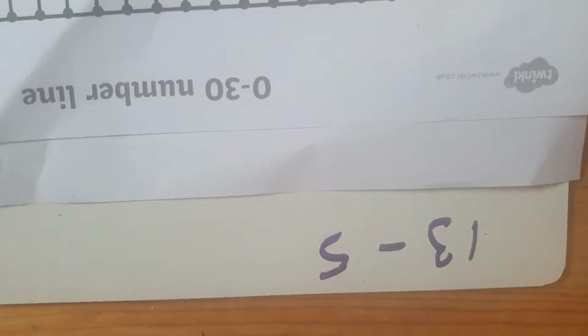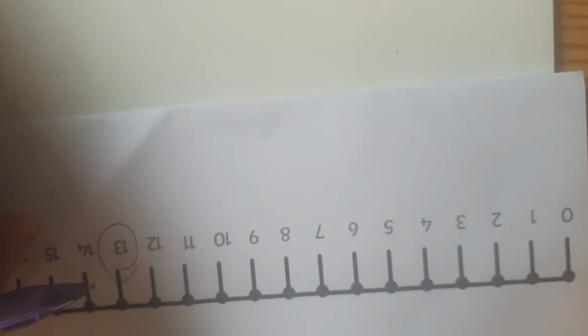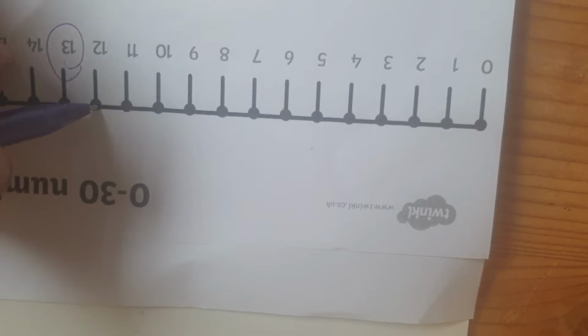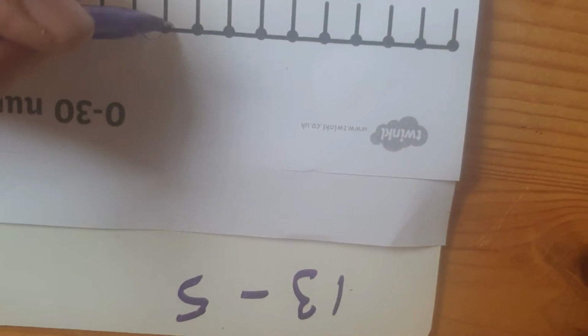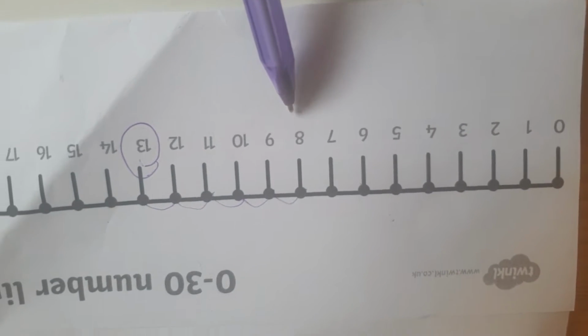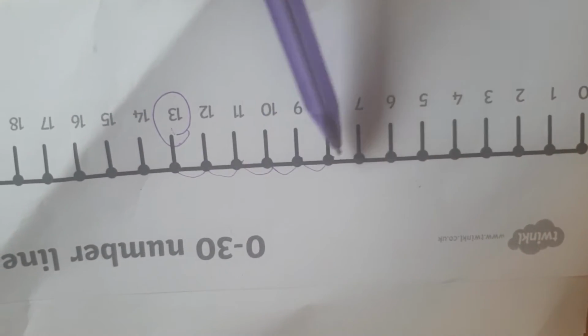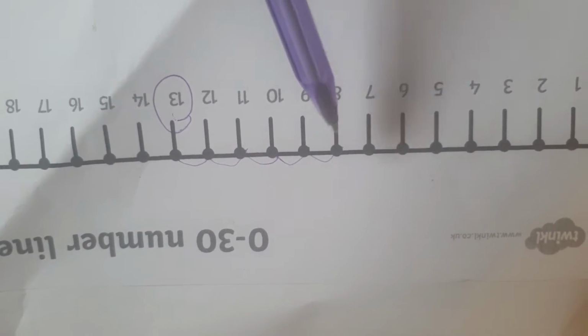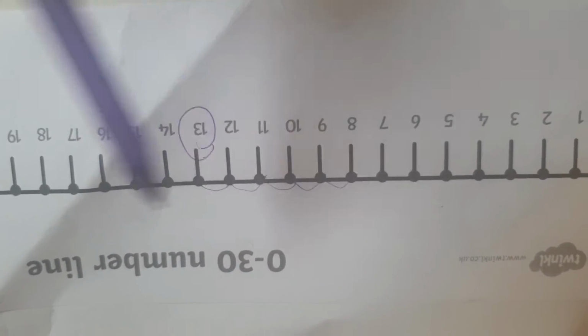If I had a calculation, 13 take away 5, so there's my 13, and I need to take away 5. So like we've said before, we could just go back in ones. 1, 2, 3, 4, 5, and there we go, the answer is 8. Okay, but sometimes that can take some time. I want to find those quicker ways.